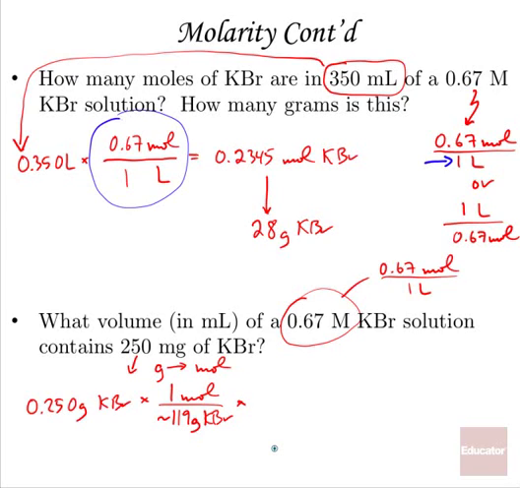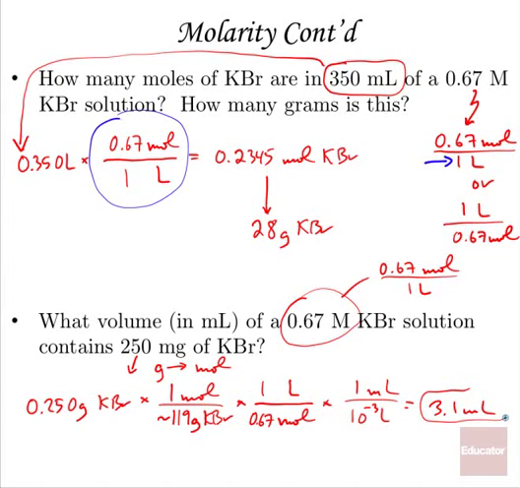And now that we're in moles, we can use molarity as the conversion factor once again, the 0.67 moles over 1 liter. This time moles gets canceled, liters goes upstairs, and so it's 1 liter over 0.67 moles. So that gives us our answer in liters after all is done and canceled. And now I want to get to milliliters, of course. So times 1 milliliter over 10 to the negative 3 liters. And so this is going to be an answer of 3.1 milliliters, everybody.